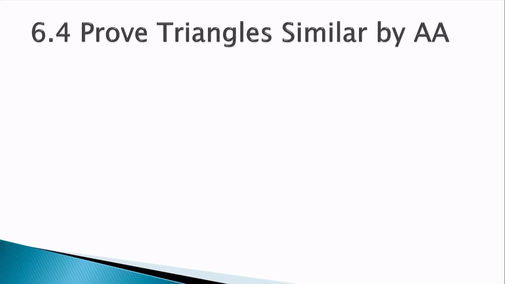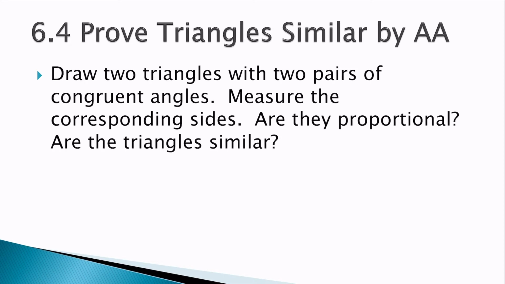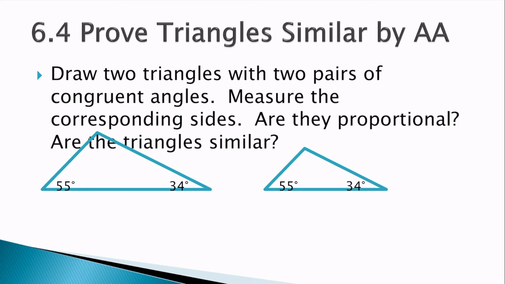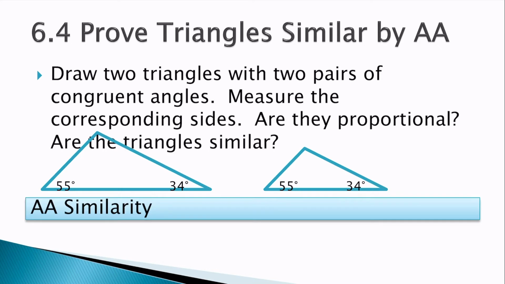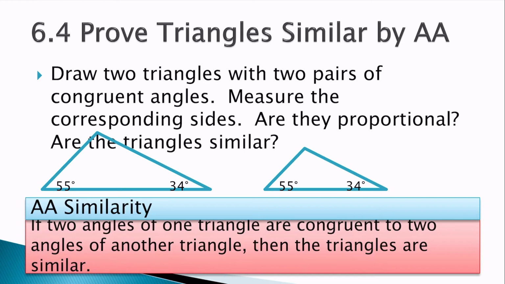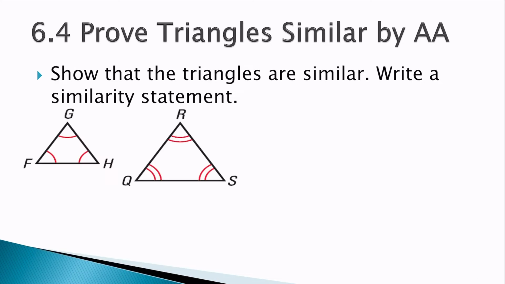Lesson 6.4. Prove triangles similar by AA. So we are going to draw two triangles with two pairs of congruent angles. And if I measure the corresponding sides, they turn out to be proportional. The AA similarity says if two angles of one triangle are congruent to two angles of another triangle, then the triangles are similar. They'll be the same shape but different sizes.